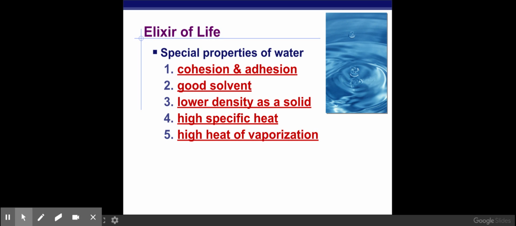Now, we're going to discuss 5 properties of water. You may want to pause it here and then write down each of these properties and leave some space so you can go and fill in the explanation of each of these. I'm going to go through them one at a time.